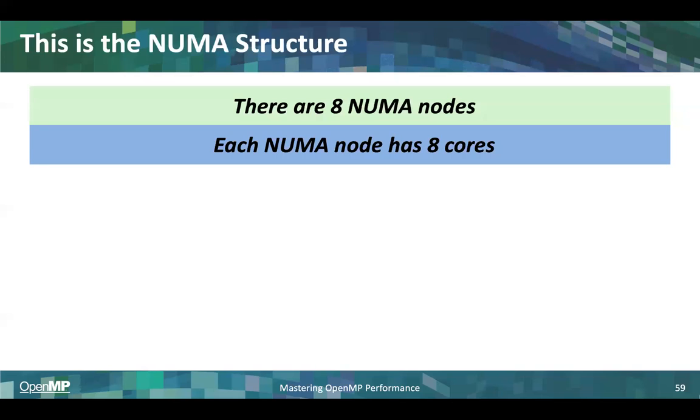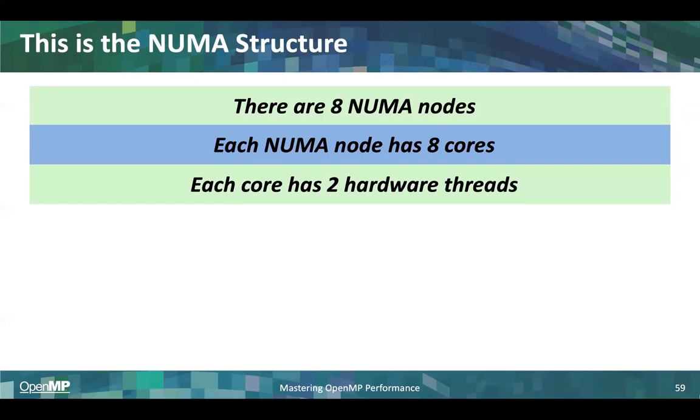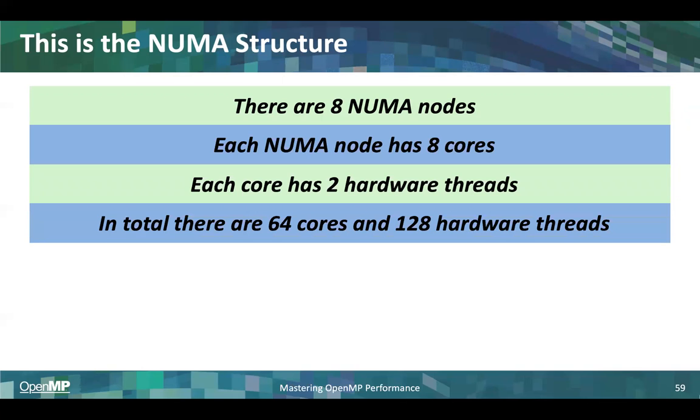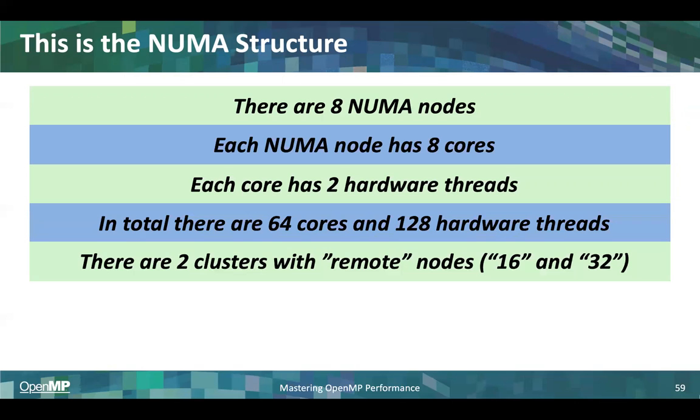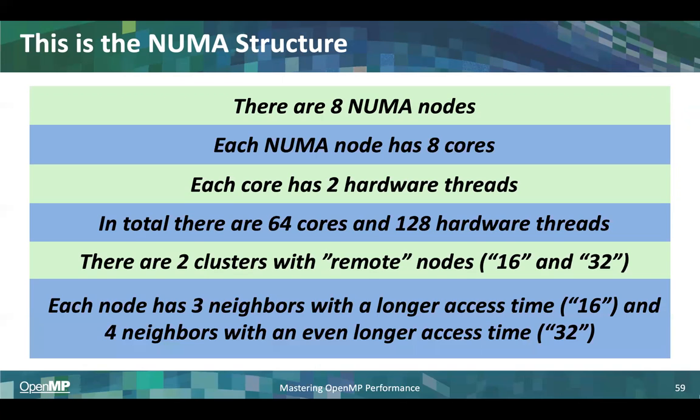Each Numa node has 8 cores. Each core has 2 hardware threads. So in total, I have 64 cores and 128 hardware threads. And there are 2 clusters with remote nodes. One cluster has some sort of latency of 16, those are 3. And there are 4 others that have a higher latency, and I label them 32. All right. So that's what we learned from this output.